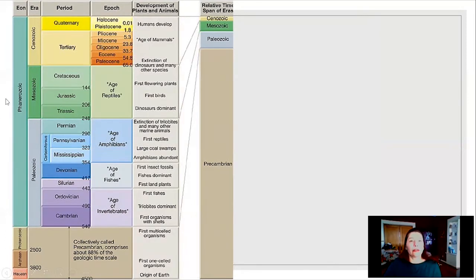So as we're looking here at the Phanerozoic, and we'll see what those words mean in a little bit, very cool video I have for you on how to understand the geologic time scale and what these terms mean. So I'll let someone else talk about that. We are looking at the age of invertebrates, the age of fish, the age of amphibians.